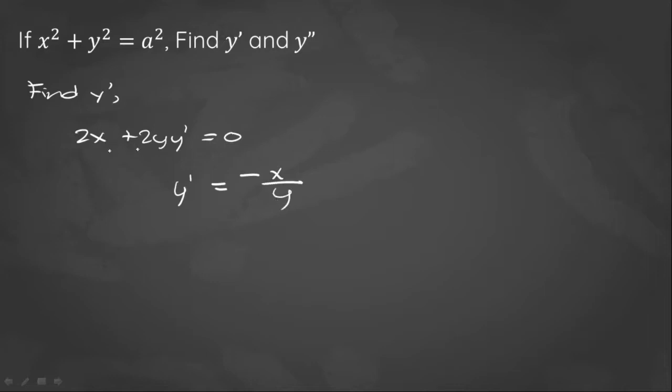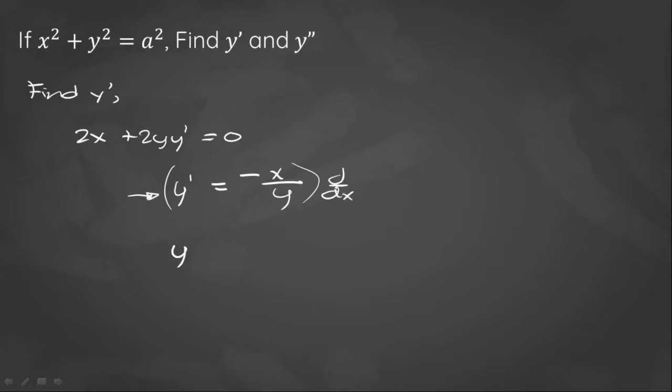Since both terms have 2, you can simplify this by multiplying both sides by 1/2 and transferring x to the right hand member. We have negative x, and dividing both sides by 1 over y, so we have over y. So y prime is equal to negative x over y. Now we are asked to take the second derivative. So from this, we take our second derivative with respect to x.